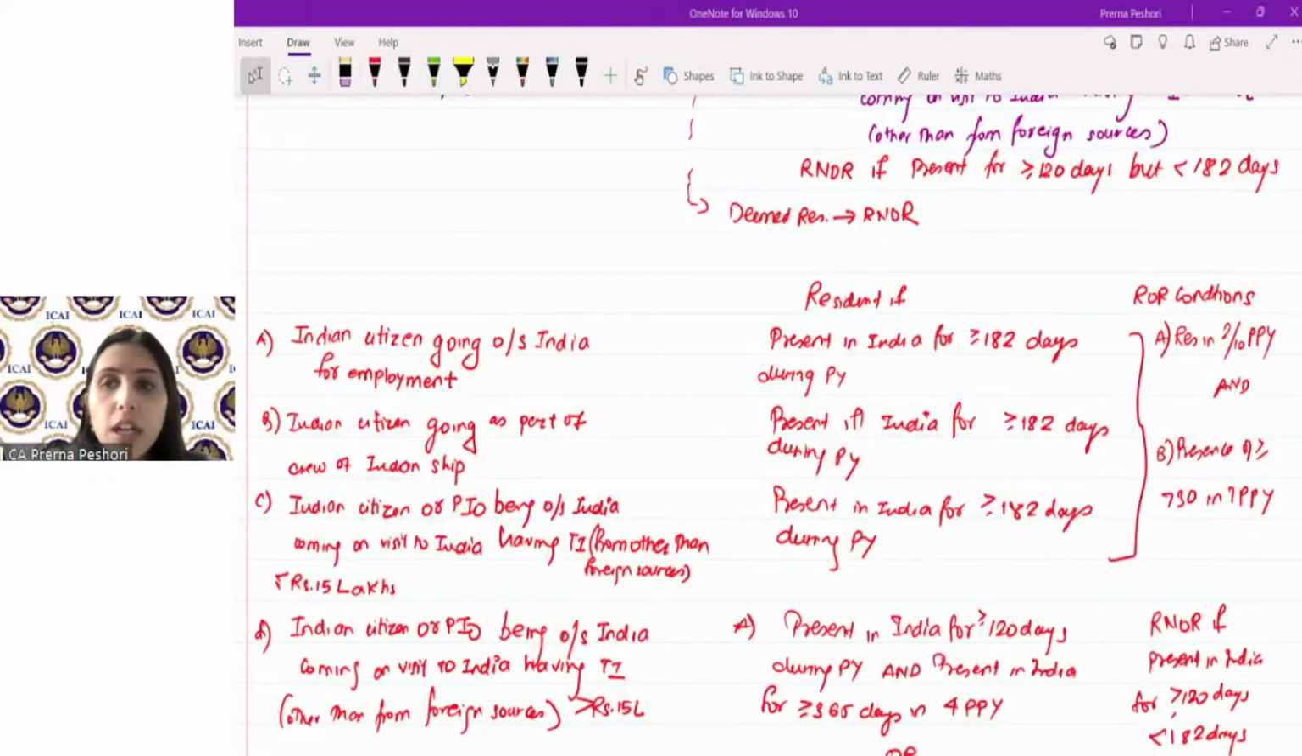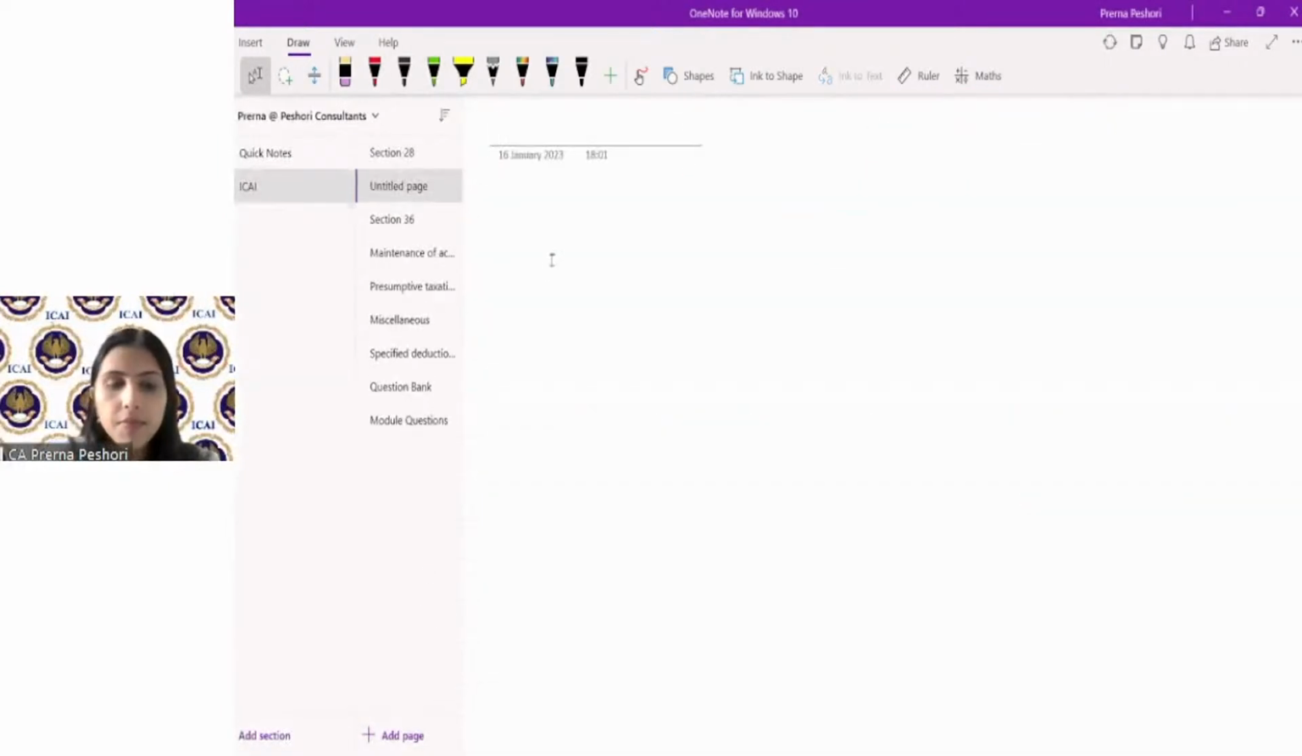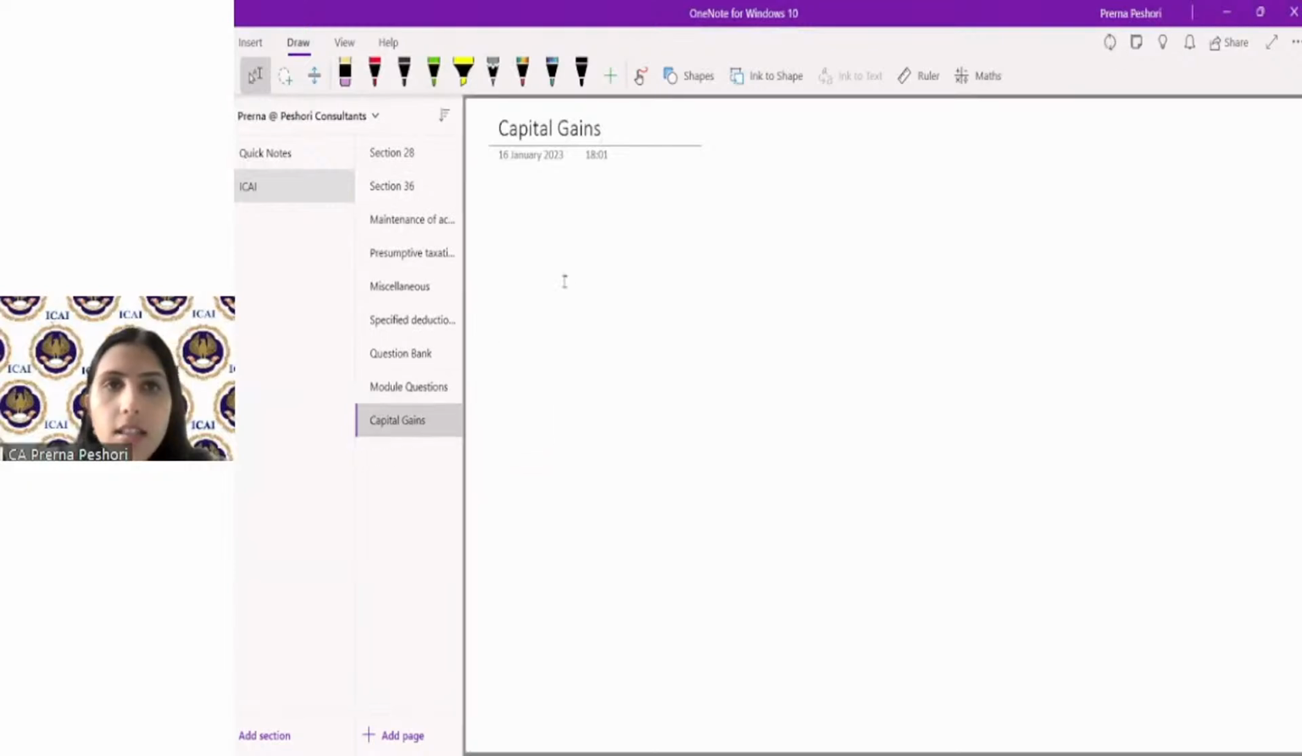Today we are going to start the next topic, which is capital gains. So let's get quickly started with it. Our next topic is capital gains.